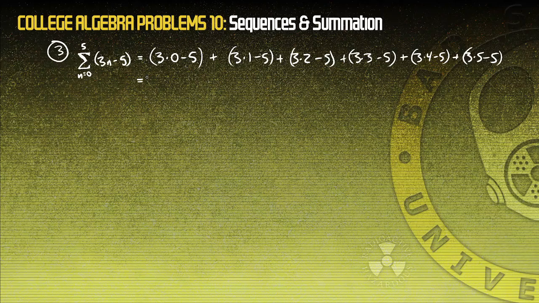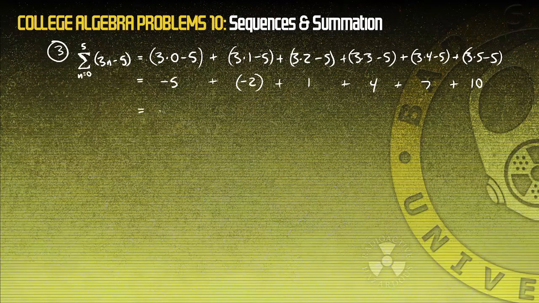Alright, so if we do the math on these, 3 times 0 is 0, so minus 5 is going to be minus 5. And then 3 times 1 is 3, minus 5 is minus 2. And 3 times 2 is 6, minus 5 is 1. 3 times 3 is 9, minus 5 is 4. Then we have 12 minus 5 is 7. And 15 minus 5 is 10.